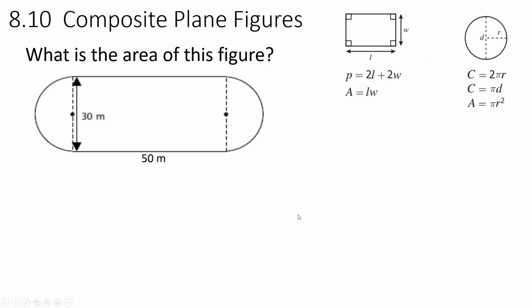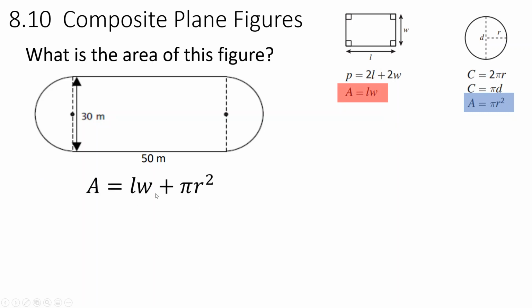All right. Composite plane figures. Okay. So what is the area of this figure? This can get a little bit confusing. But if you look carefully at this figure, this is basically just a rectangle and a circle put together. They chopped the circle in half and stuck it on either end. So all you have to do is figure out the area of the circle and the area of the rectangle and put them together.